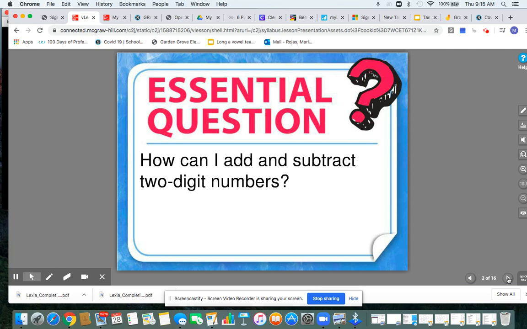So I want you to think, how can I add and subtract two-digit numbers? So we've been adding and subtracting two-digit numbers. So I want you to think, how can you add and subtract two-digit numbers? Is it the same way as adding single-digit numbers? Just keep that in mind.